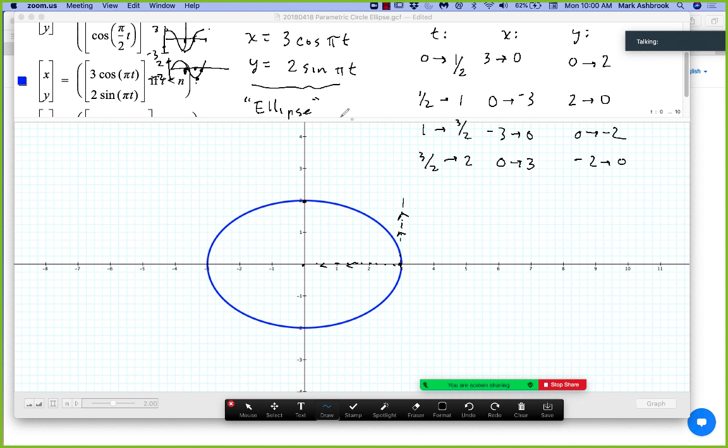And so if it's an ellipse, we should be able to transform the parametric function into an equation of x and y for that ellipse, right? So what is the equation of an ellipse in x and y? Does anybody remember?